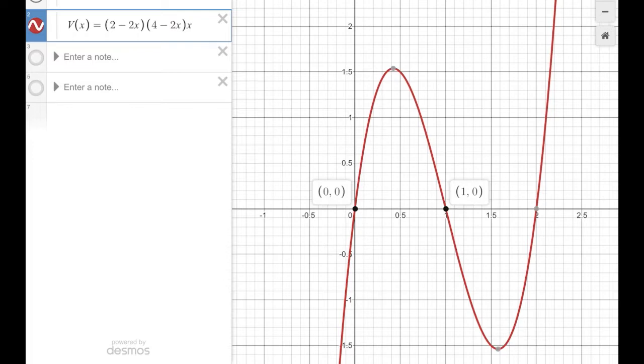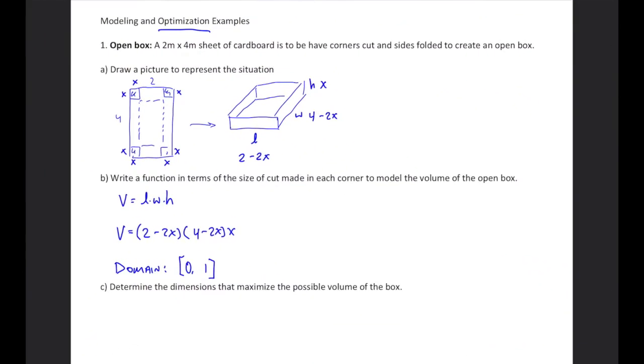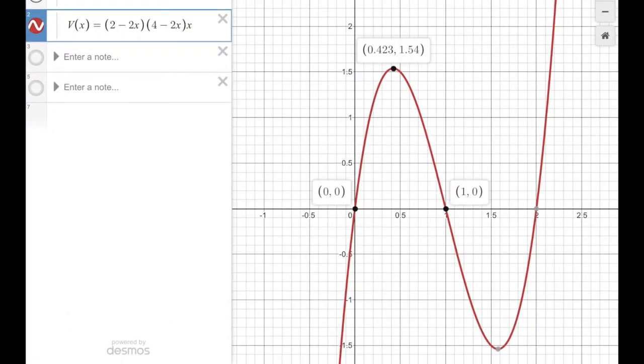We want the maximum. So what size square should we cut out to get the maximum volume? The function in the top left there, that's our volume. I can look at the curve. In Desmos, I can just tap and see that at the maximum, x is 0.423, and the y value, in this case the V, is 1.54. So if x is 0.423, our volume is 1.54 cubic meters.